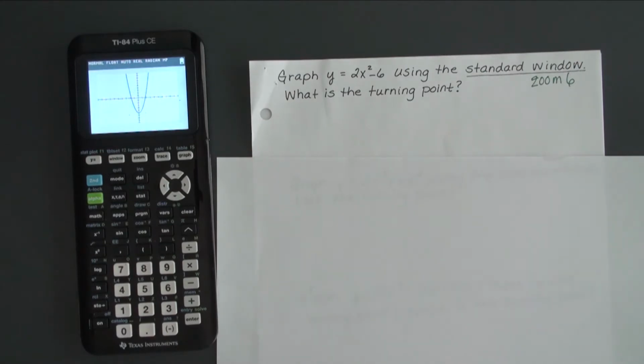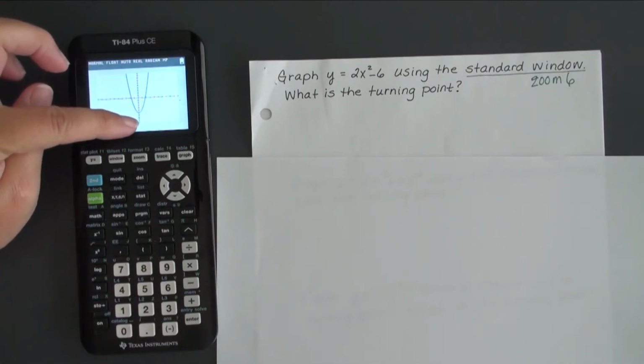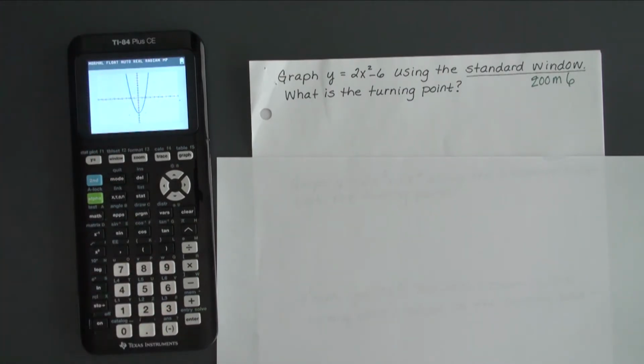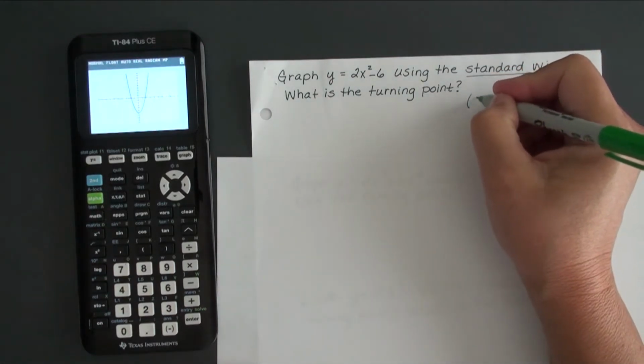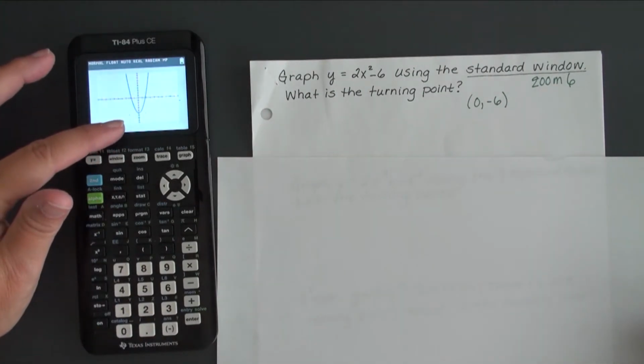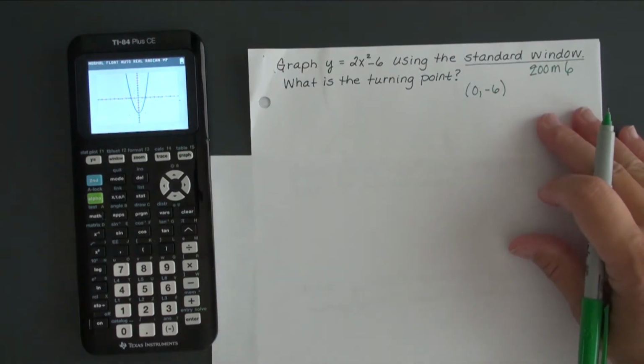But the question is, what is the turning point? So the turning point would be the point where it goes from going down or decreasing to where it's increasing. This point right here. Now what does it appear to be on your calculator? 0, -6. Okay, so it appears that the turning point is 0, -6. Let's suppose it wasn't so easy to see on your calculator. You have a way of determining what that is.